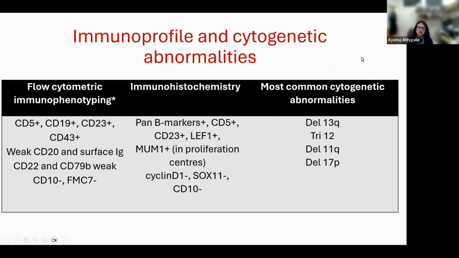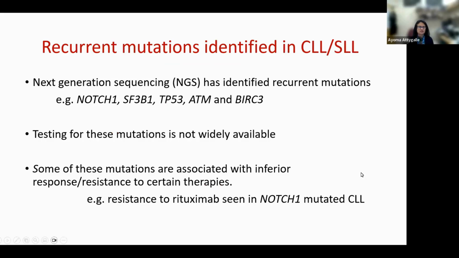The most common cytogenetic abnormalities are deletion of 13q, trisomy 12, deletion 11q, and deletion 7p. These latter two are associated with a poorer outcome. Next generation sequencing has identified recurrent mutations such as NOTCH1, SF3B1, TP53, ATM, and BIRC3. Testing for these mutations is not widely available, but some of these mutations are associated with inferior response or resistance to certain therapies. For instance, resistance to rituximab is seen in NOTCH1 mutated CLL.